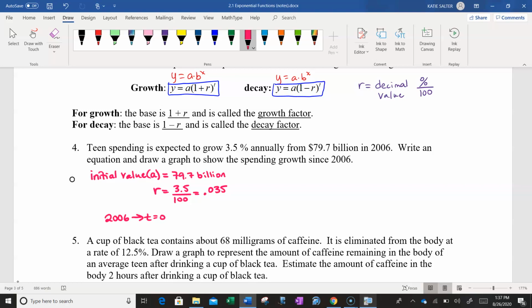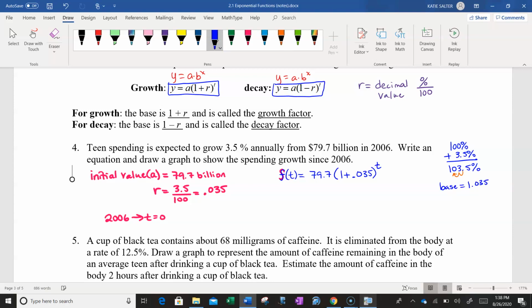All right, so let's set this up. If we were to write this function, we would say f of t is equal to our initial value, 79.7 billion, times 1 plus r. And I'm going to write it out for this one. Most of the time, I'll just go ahead and put it together. Because really what you're doing is you're saying 100% plus 3.5%, because you keep 100% of what you had. You add 3.5%. That becomes 103.5%. And then when you move that decimal 2 places to the left to get your multiplier, it ultimately gives you that base, or that multiplier, is going to be 1.035.